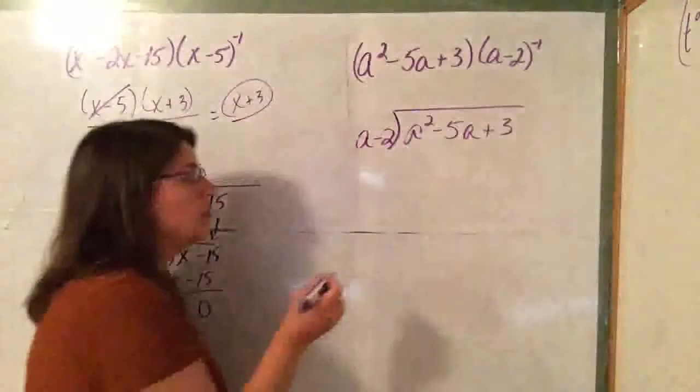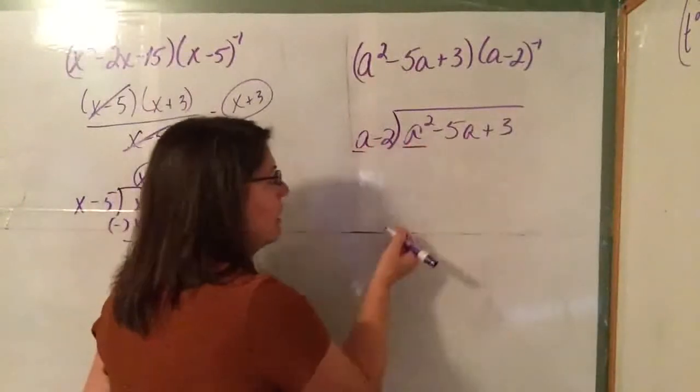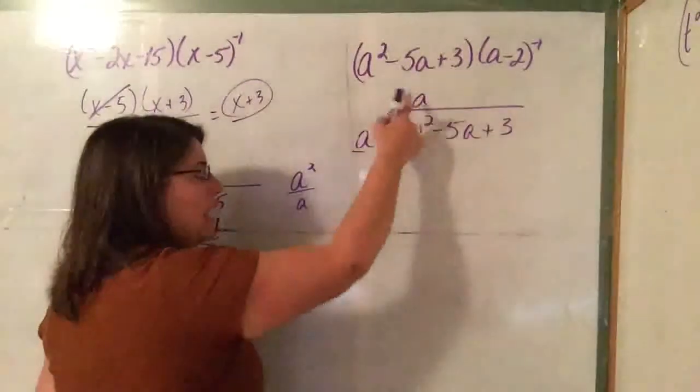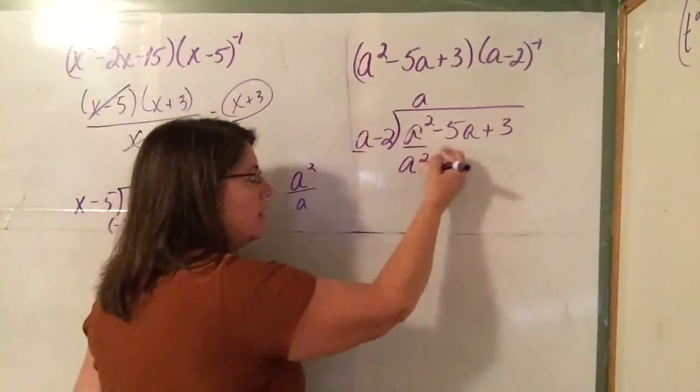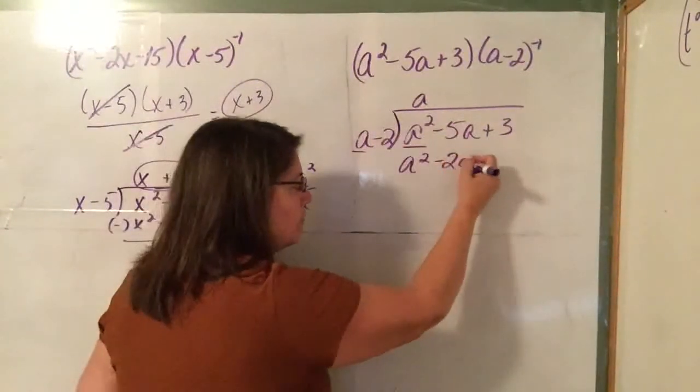And so I'm going to do long division. A goes into a squared a times. A times a is a squared. A times negative 2 is negative 2a.